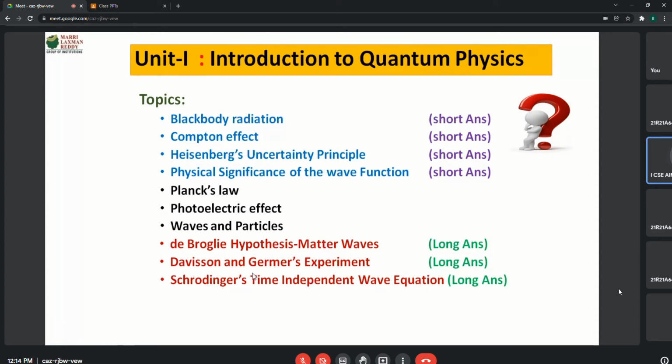Okay, that expression or equation, so many times they have asked as under the long answer question. What is that? Davisson-Germer experiment and Schrodinger time independent wave equation, and the de Broglie hypothesis, whatever the applications or cases are also there, that will also come under it.